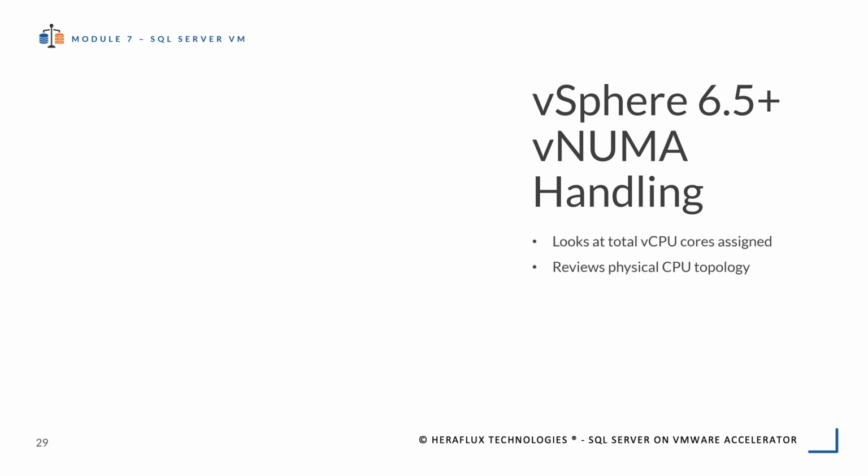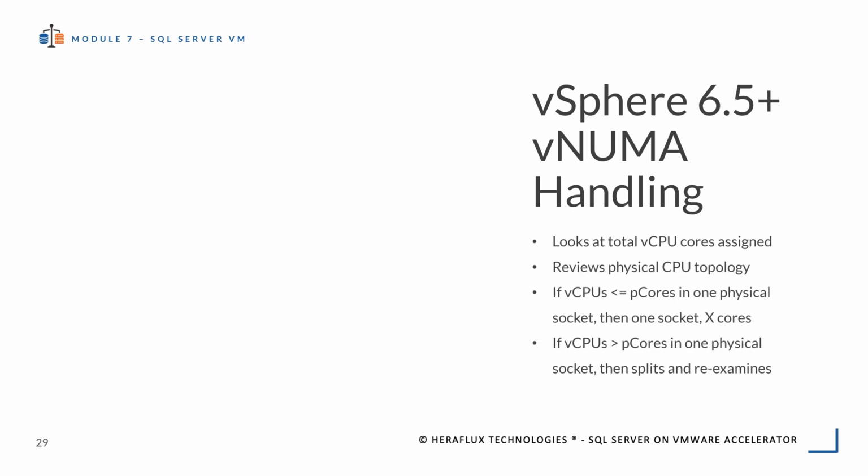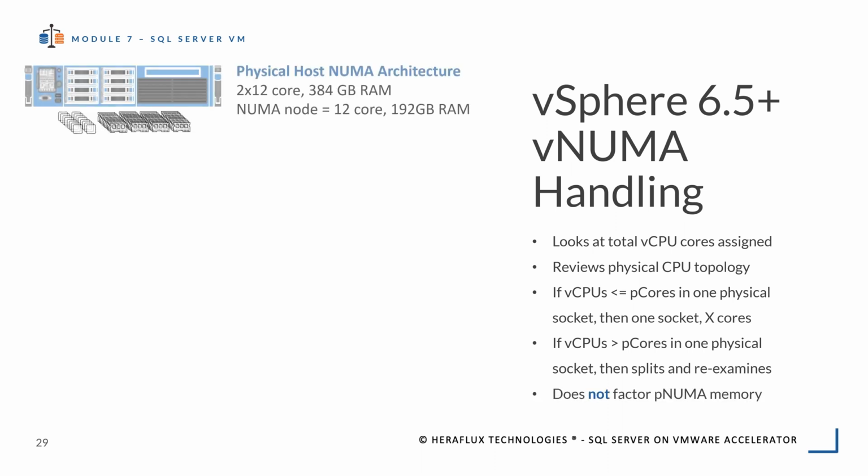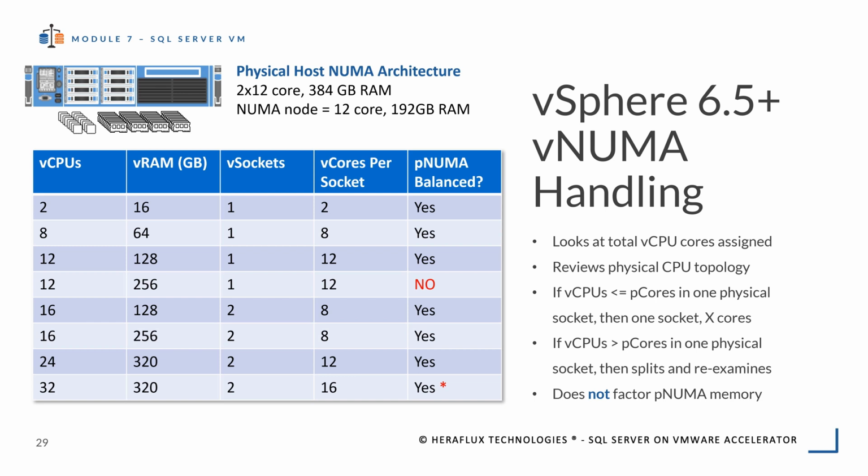Let's take the example server on the screen with a 2-socket by 12-core configuration and 384 gigs of RAM. Our physical NUMA node consists of 12 CPU cores and 192 gigabytes of RAM. If you work down the list of virtual CPU and memory assignments, you'll find that it's fairly straightforward to make sure that our virtual machine aligns properly. Smaller virtual machines will fit comfortably onto either physical NUMA node, so we're balanced properly.